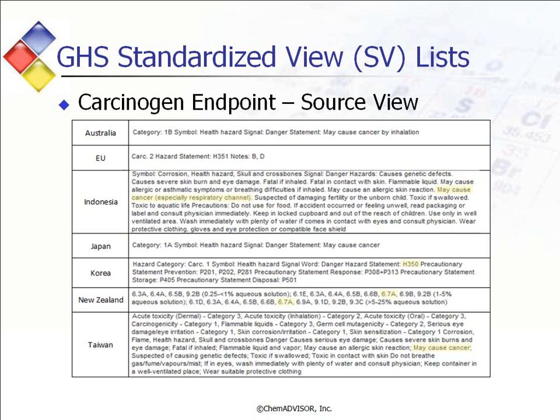classifications. And then finally for Taiwan, again, they have kind of buried in here the "may cause cancer," and I missed highlighting the hazard class as well in the second line here, carcinogenicity, category 1. So all of their categories are listed together, and then the hazard statements, again, without the code. So you can see kind of a comparison just for this single endpoint, the different types of presentations that the source lists offer.